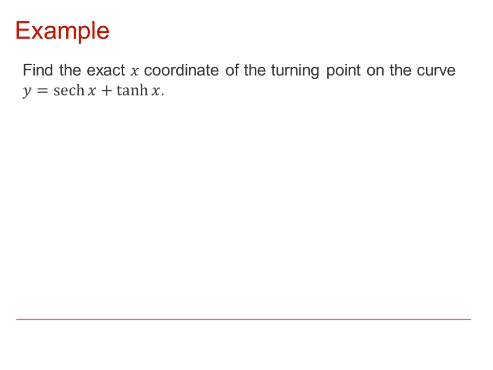So as an example, let's look at this where we've got y equals sech x plus tanh x, and we want to find the turning point on the curve. Well, it's a standard method, isn't it, to first of all find dy by dx, and we can say that the derivative of sech x is negative of sech x tanh x, and the derivative of tanh x is sech squared x.